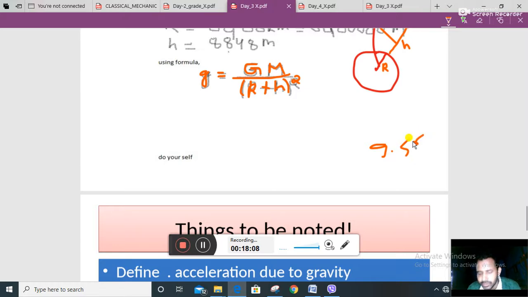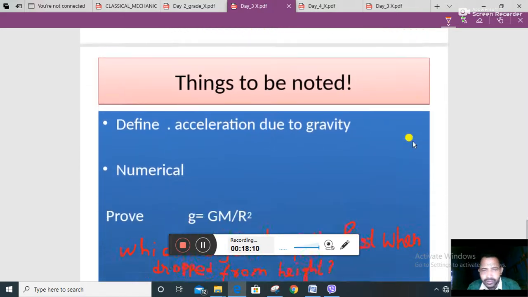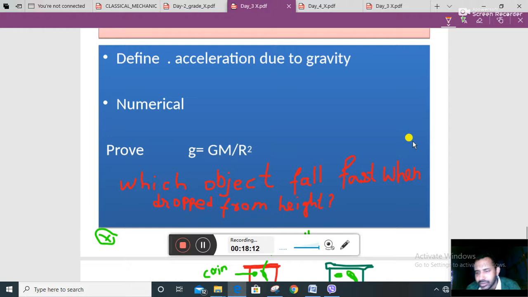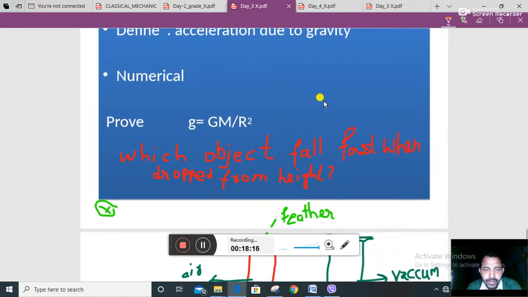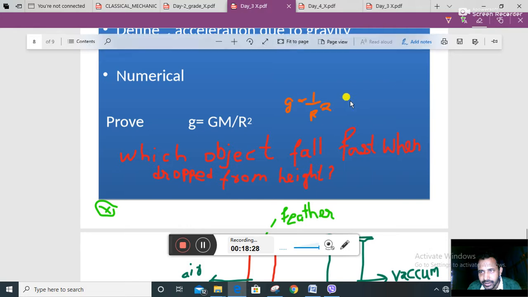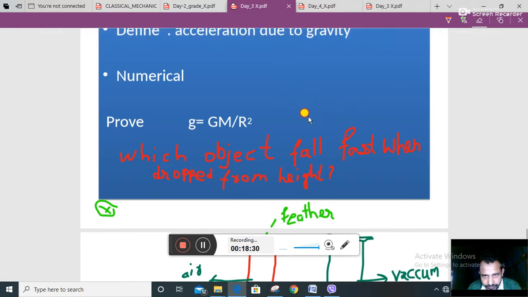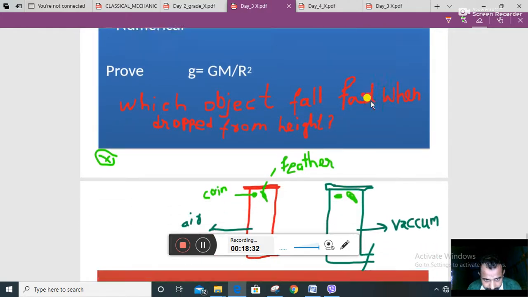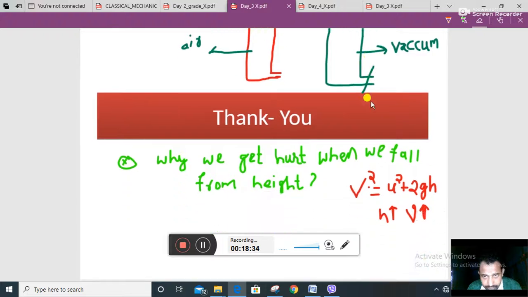And things to be noted, I think you noted it down. What is acceleration due to gravity, and you could solve the numericals. We have solved two numericals, and also proved g equals GM by r square, or g is inversely proportional to r square. We have proved all these things. Now let's talk about two questions from here. Okay, without any delay, let's complete it fast. Let's go down. Here is a thank you slide.